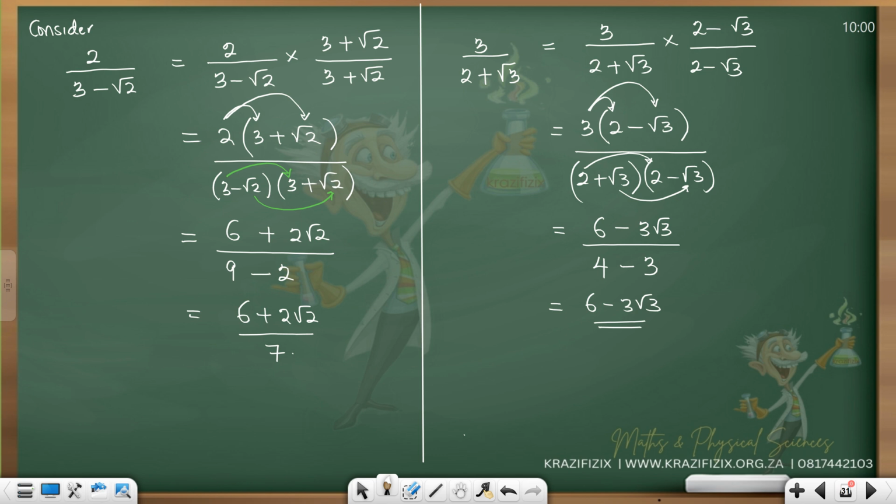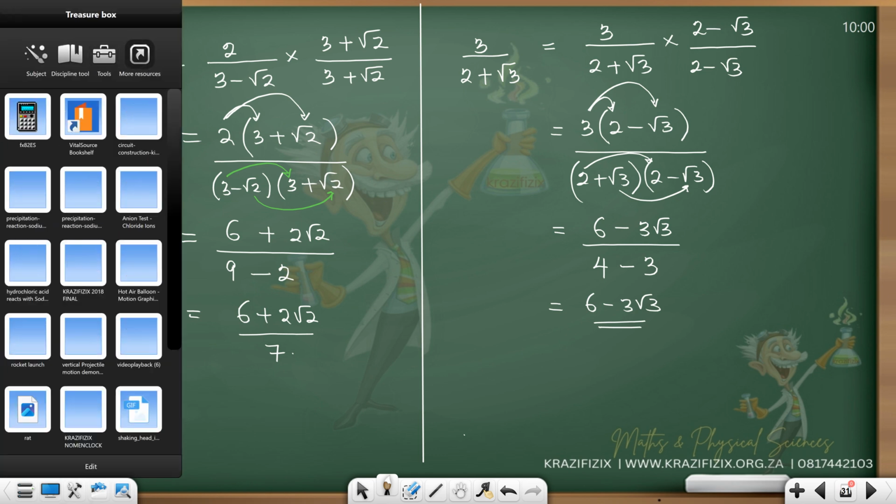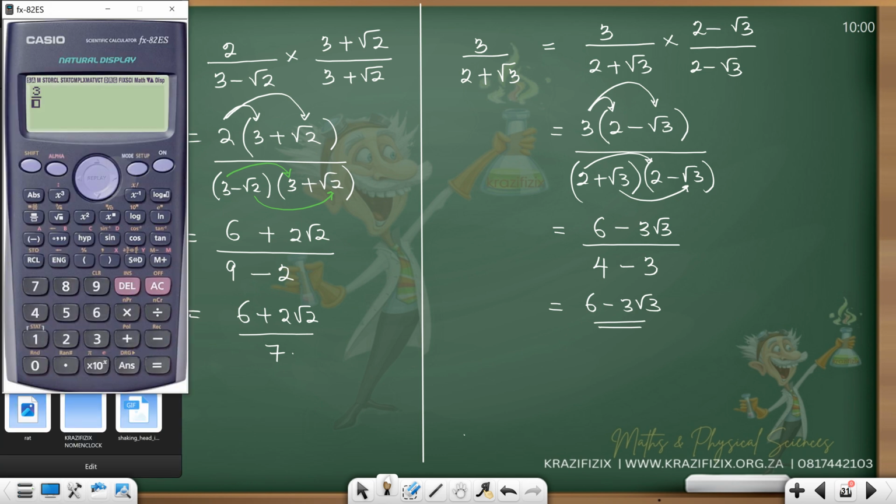Can we confirm this? Let's confirm this. 3 over 2 plus root of 3. Beautiful. Did you guys get that as well?